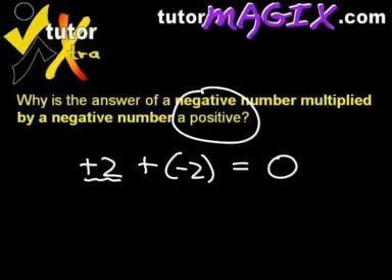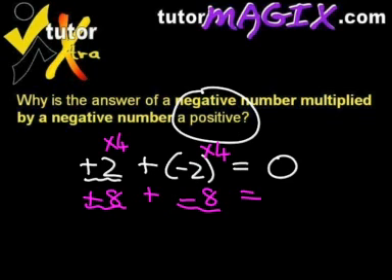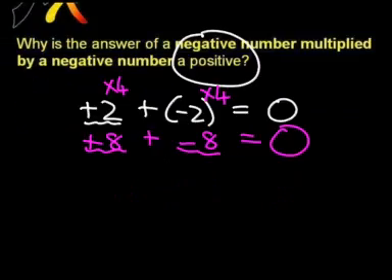Now if we had to multiply that 2, say by 4, and we multiply there by 4, the principle would still hold, because here we would have plus 8 and there we would have minus 8. And if we add the plus 8 and the minus 8 together, we would still get 0 as the answer.